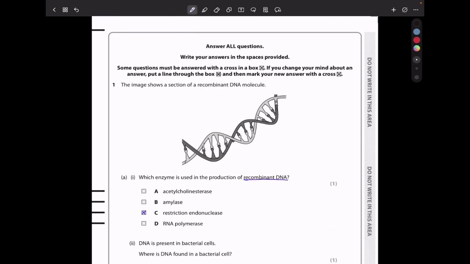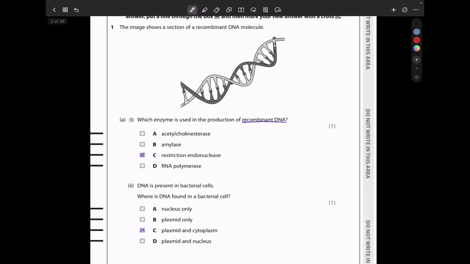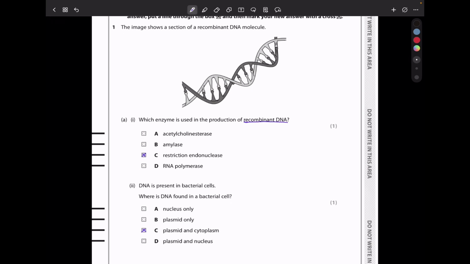In question 1, the image shows a section of a recombinant DNA molecule. So they say which enzyme is used in the production of recombinant DNA. To produce recombinant DNA, we use restriction enzymes, so the answer should be C, restriction endonucleases.